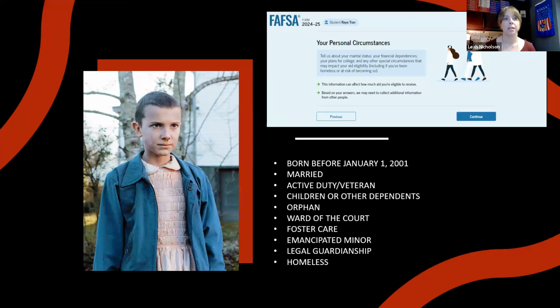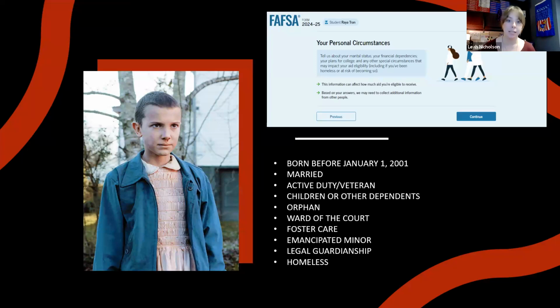So all of those questions are asked on the FAFSA. And if a student says no to all of these questions, then they would be considered a dependent student, and they would be required to put parent information on the FAFSA. And there's a few different exceptions to that, but generally, if a student says no to all these questions, they're typically going to go on to provide parent information on the FAFSA.